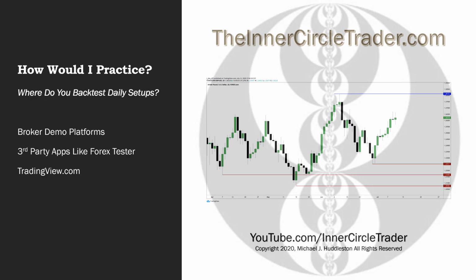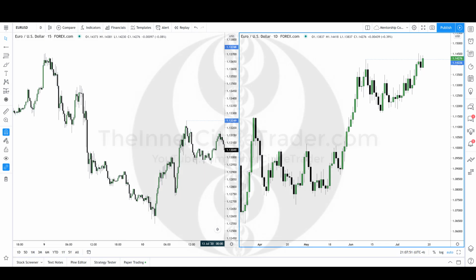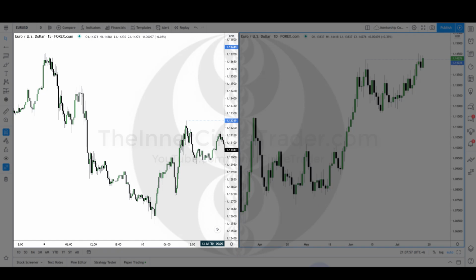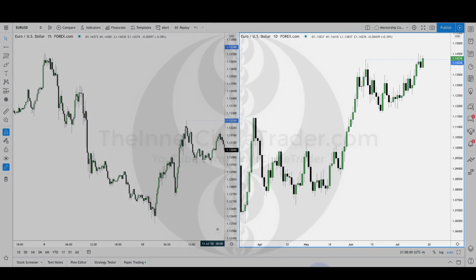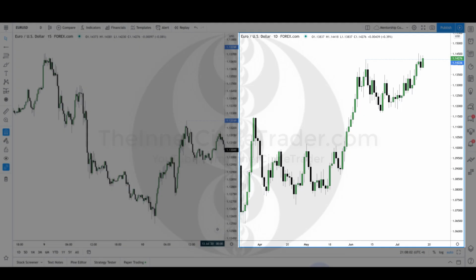So let's go into TradingView and look at how we can practice. All right, so here is the TradingView platform, and I have the chart set up with the euro-dollar currency pair. On the left-hand side, it is a 15-minute time frame, and on the right-hand side, it's a daily chart.